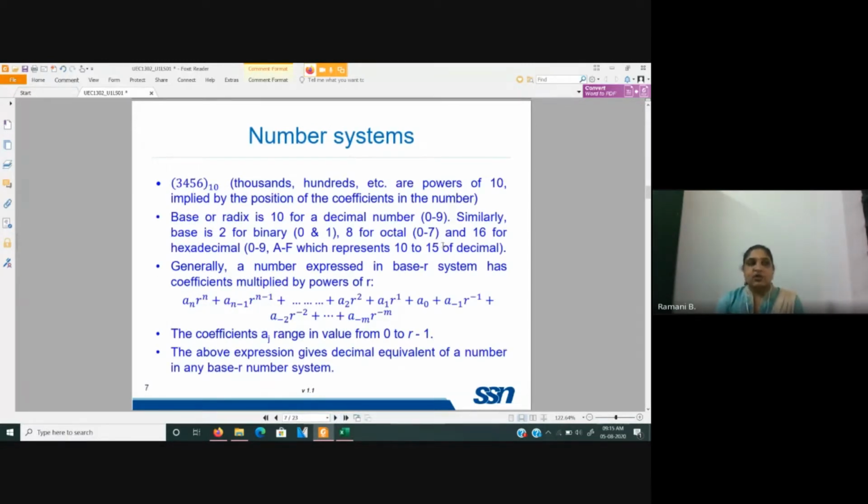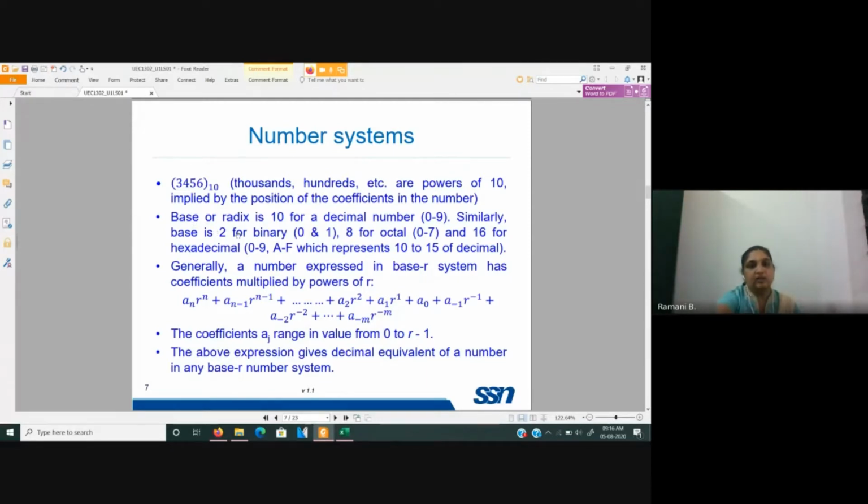With any number system, we are very much familiar with the decimal number system. Here I have taken an example, 3456. When you express the number, like we have seen in mathematics in kids' class, we say ones place, tens place, hundreds place, thousands place, right? It is the same thing here. However, you can see that we are expressing these in powers of 10. Based on the position of that particular digit, accordingly you give the power to the 10. That is what is mentioned here in the general form.